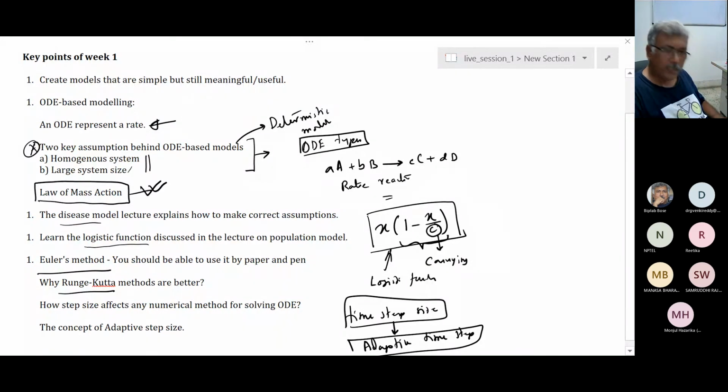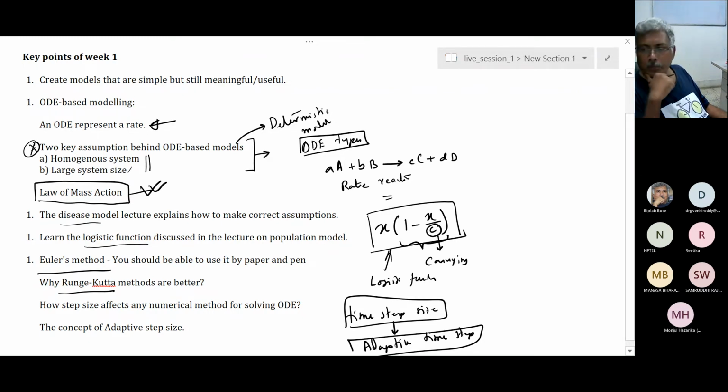So I'll just hold this screen for some time so that you can go through one by one, starting from ODEs, ODE-based modeling, the different types of ODE, up to the numerical solvers like Euler's method and Runge-Kutta method. So these are the key points that you should keep in mind and focus upon while preparing for examination and quizzes based upon the lectures of the first week.